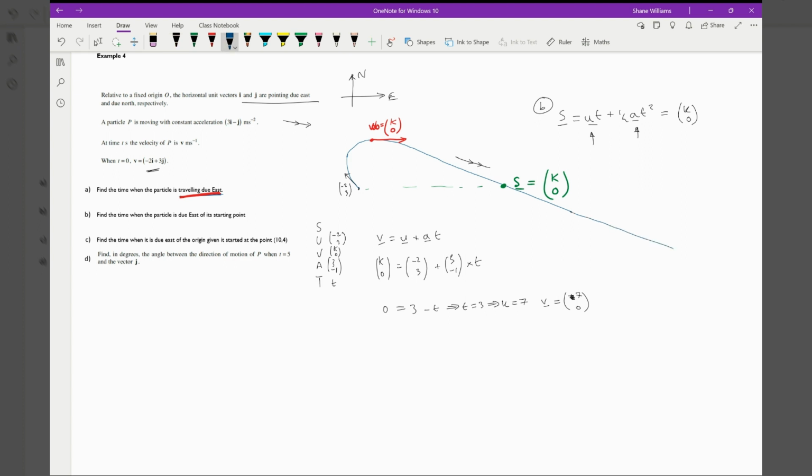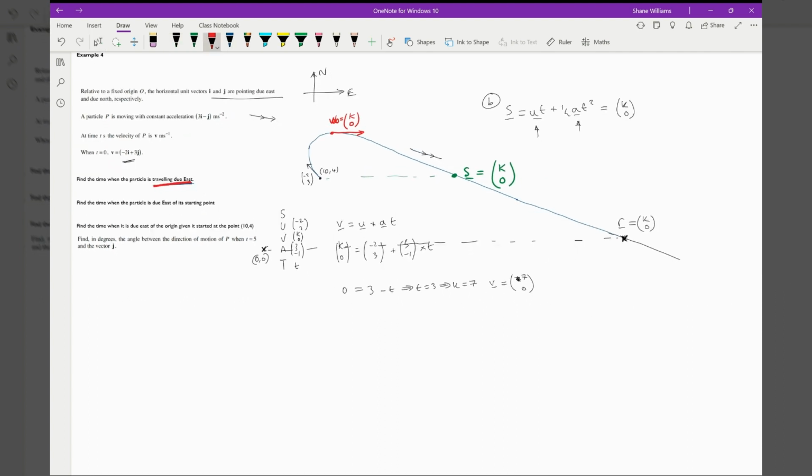Now we're told that we started at (10, 4). And that means our origin is going to be somewhere, slightly annoyingly, down here. Now it's saying find when we're due east of where we started. So that looks to me to be about here. So what is it now that has a 0 y component? It's not my velocity. It's not my displacement from where I started. It's my displacement from the origin, or in other words, my position. So at this point, the position equals (k, 0).